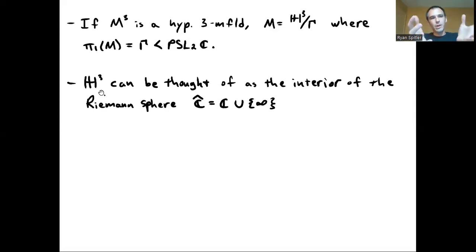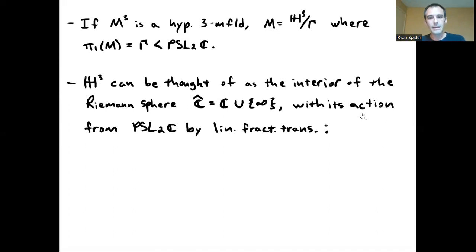You can think about this ball of the complex numbers and then the point at infinity as this sphere, the Riemann sphere, surrounding the interior of the sphere, and thinking of the interior of that ball as the hyperbolic 3 space. And what's nice about PSL2C? PSL2C acts as linear fractional transformations on the Riemann sphere. So PSL2C has a nice coherent action on the boundary of this 3 space, and then it descends into the interior of the hyperbolic 3 space.